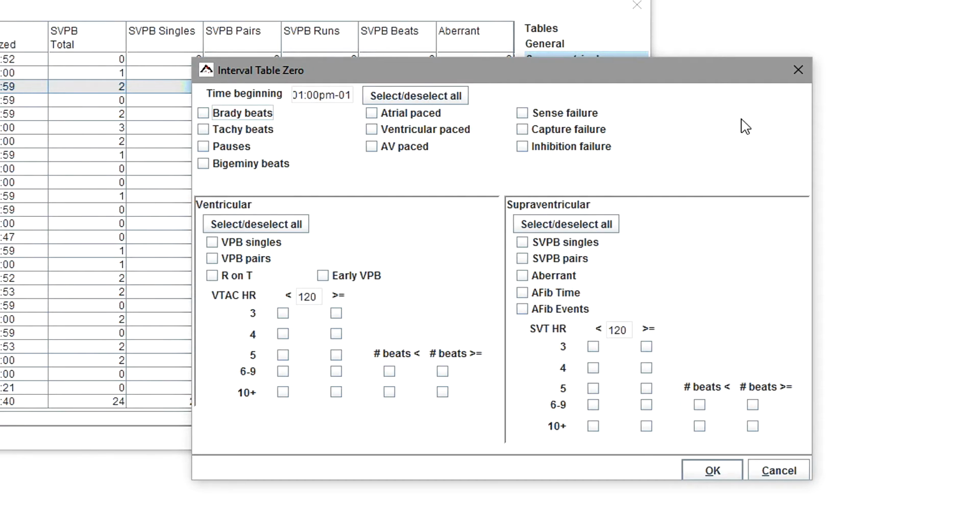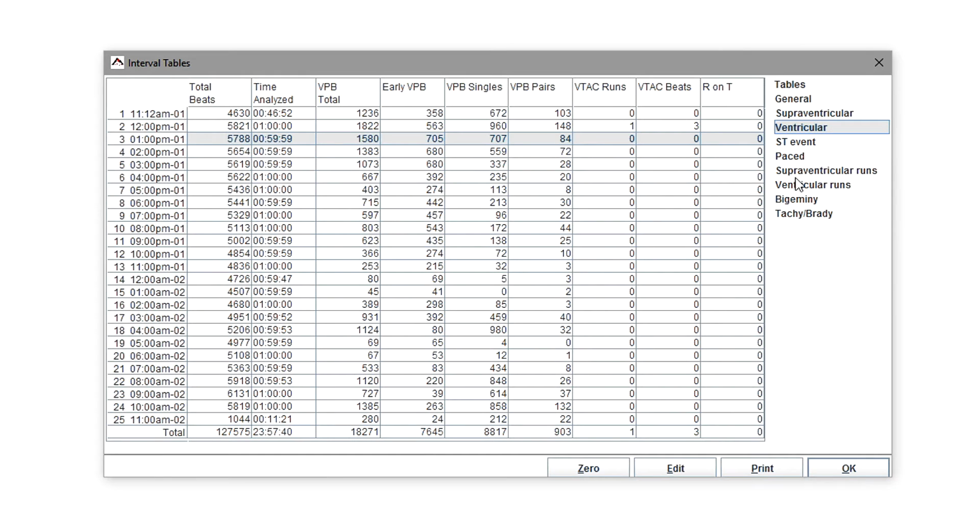Select All and Deselect All buttons are available for each section. Use them to turn on or off all data fields within each specified section: general information, ventricular, or supraventricular.